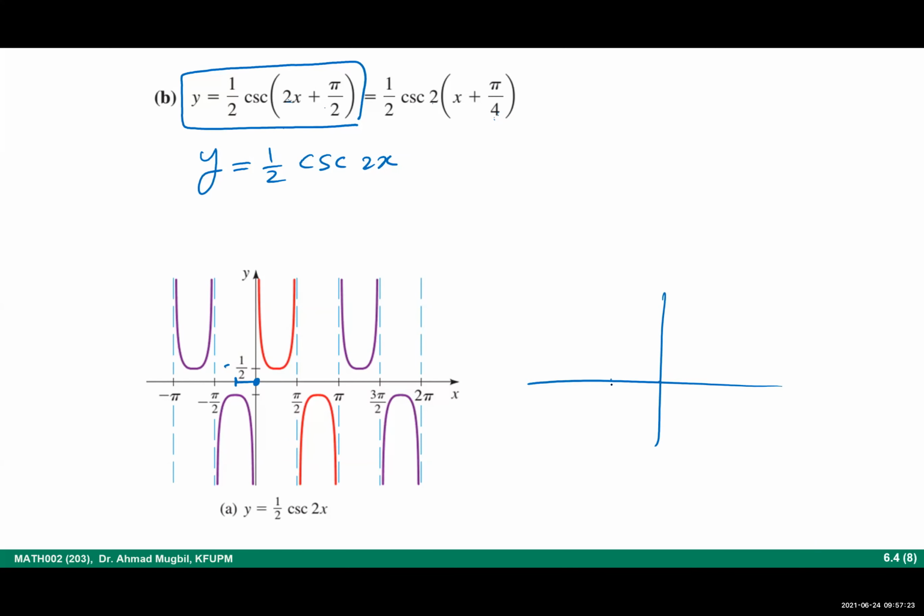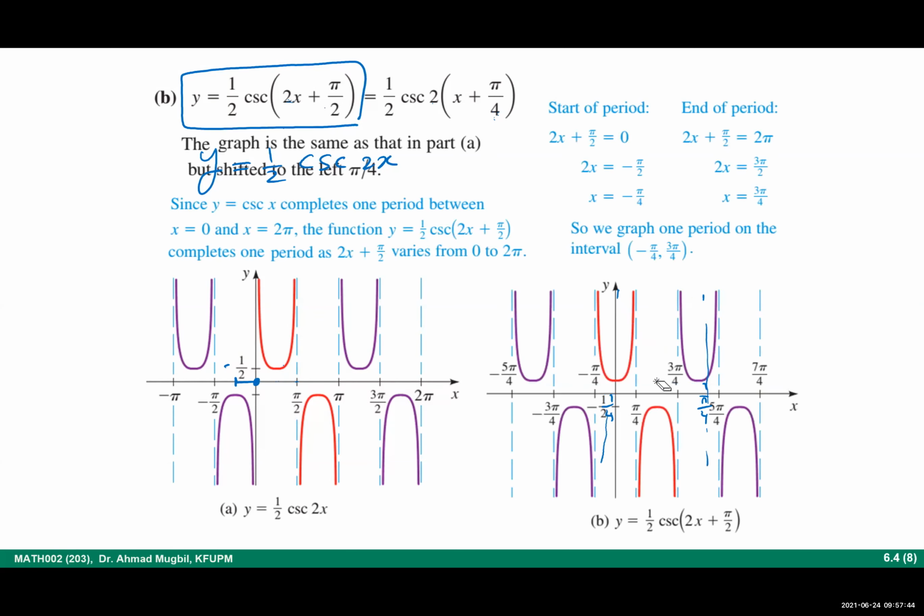What was at 0 will become here at negative pi over 4. What was at pi over 4, now this is the vertical asymptote. What was at pi over 2 will be here at pi over 4. So now these are the new vertical asymptotes. Now the same shape will be here, and you can continue. So if you shift, just draw it by shifting, and this is what you will have. Look, this branch, here it is. This branch, here it is.